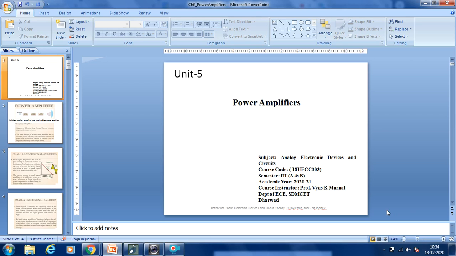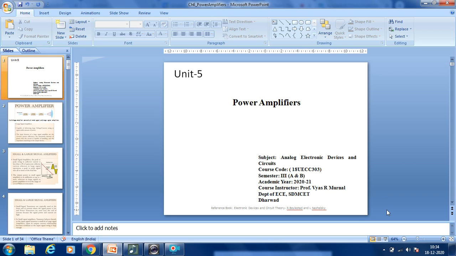The last couple of sessions we had discussed power devices, especially the thyristors. The important thyristors which we discussed were silicon control rectifier, diac, triac and unijunction transistor. So this unit is focused on the power amplifiers.